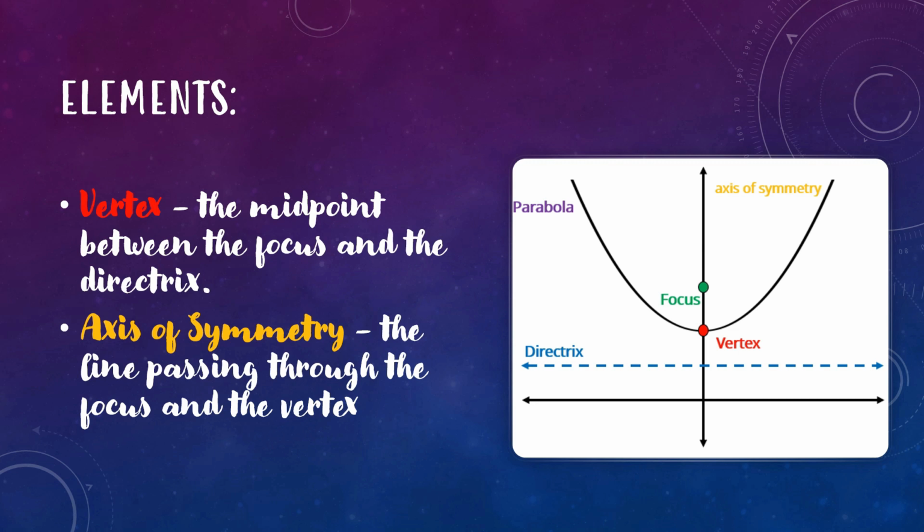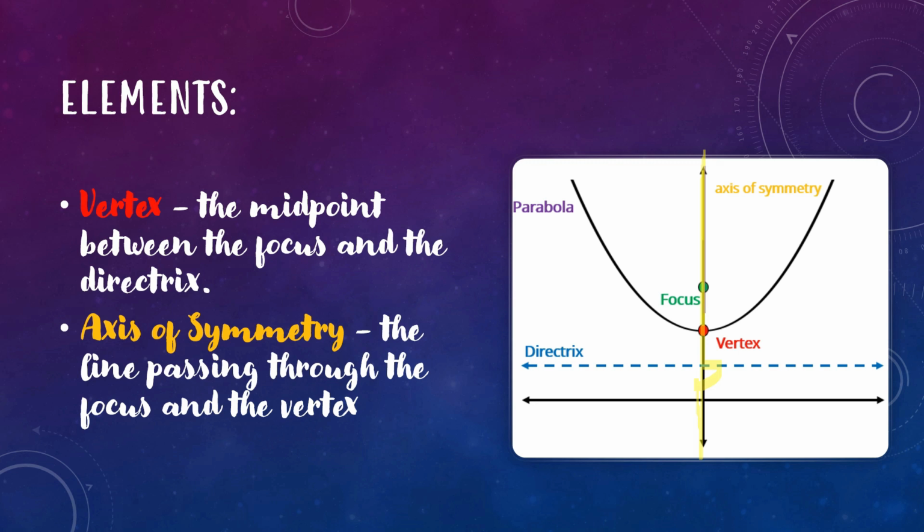Okay, we also have here the axis of symmetry. Axis of symmetry is the line passing through the focus and the vertex. So that black line there, let me highlight it. Let's highlight it in violet. The violet is not clear, so yellow instead. Okay, this line, is it clear? This is what we call the axis of symmetry.